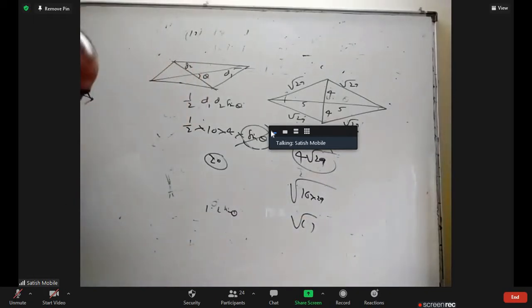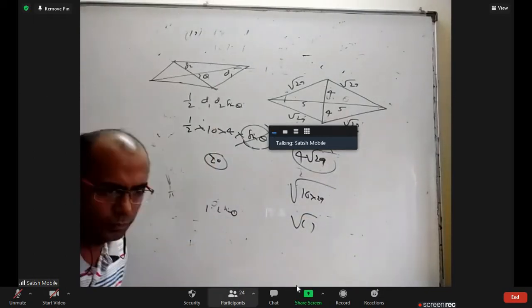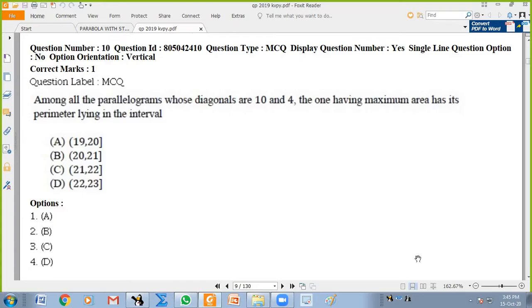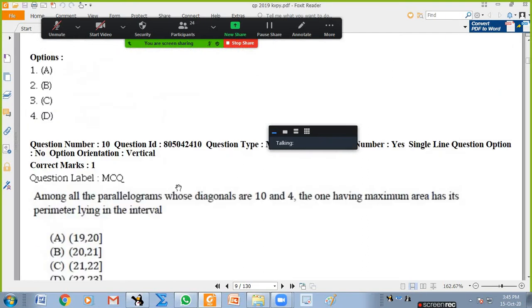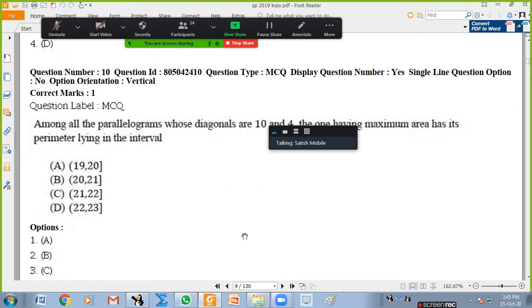They asked in what interval that lies. Yeah, that lies between 19 to 20, or 20 to 21. I'm sure even without a calculator you can find 16 into 29 and see whether it is between 19 square and 20 square or 20 square and 21 square. Is it okay, 10th one? Yes, sir.